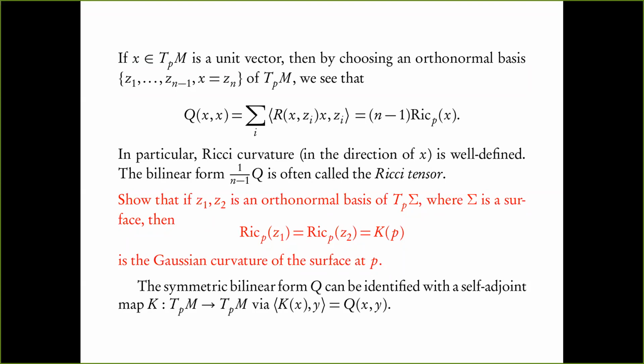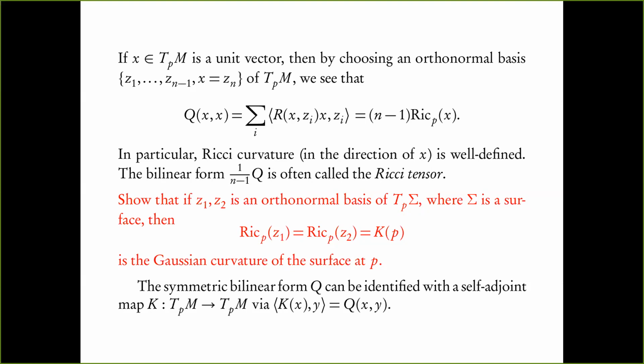So Q being bilinear gives you this map K, which is linear. Q being symmetric tells you that K is self-adjoint. Okay, good. So if you have a self-adjoint map from TPM to TPM, well, you could do lots of things. You could in particular talk about the trace of K, correct? Because whenever you have a linear map, one of the few things that you would want to compute straight away are the determinant and the trace. So the trace makes perfect sense here. Okay, so that's what we are going to do.